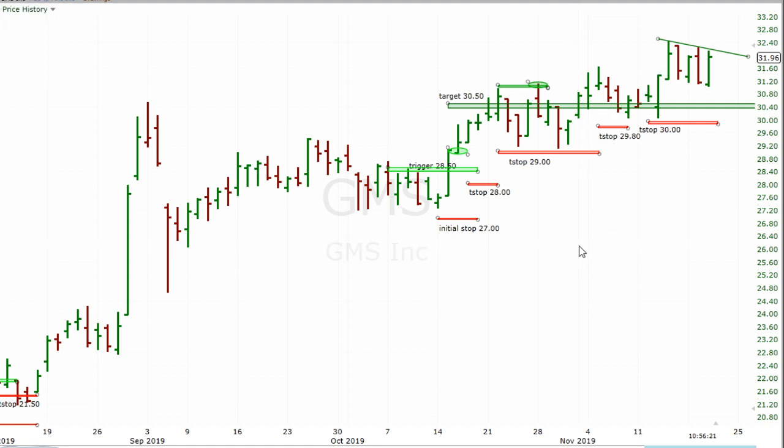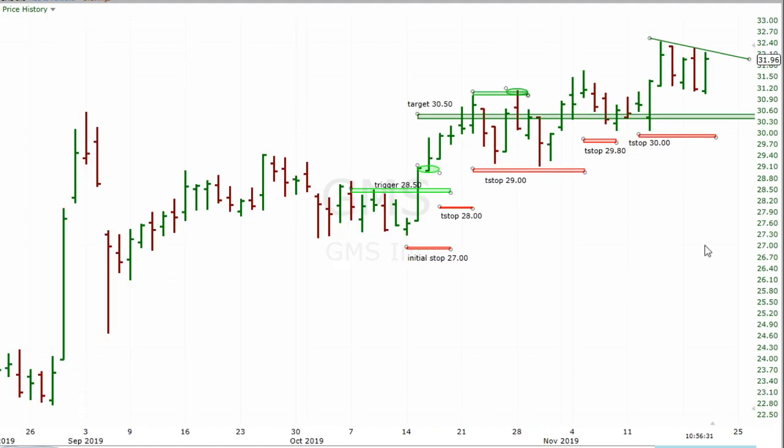So there you go. Anyway, that's what I got today. Nothing earth shattering, just status quo. Take a look at the open trades.